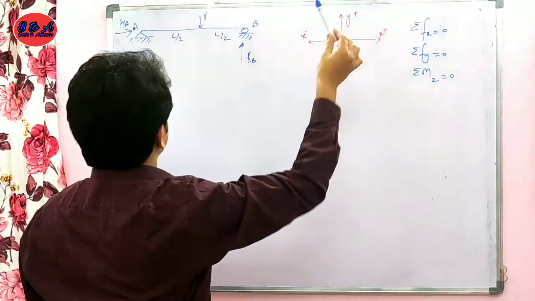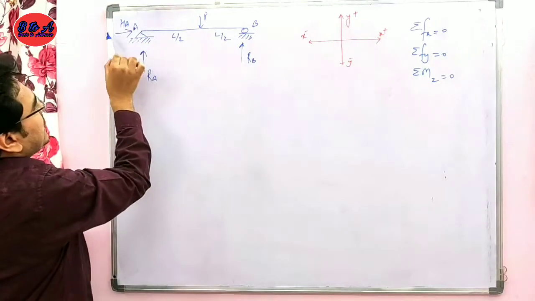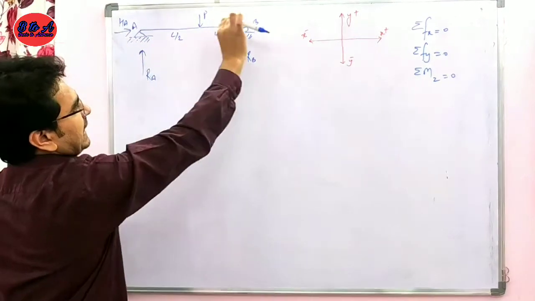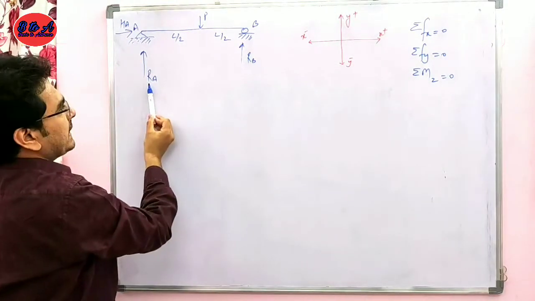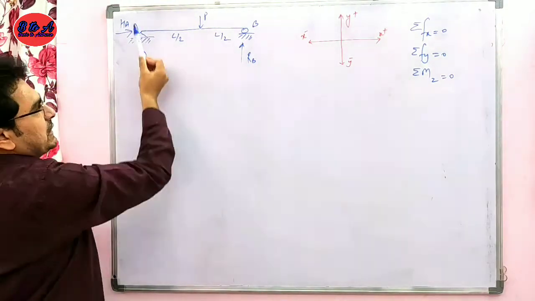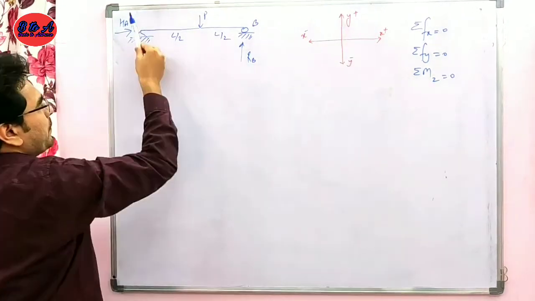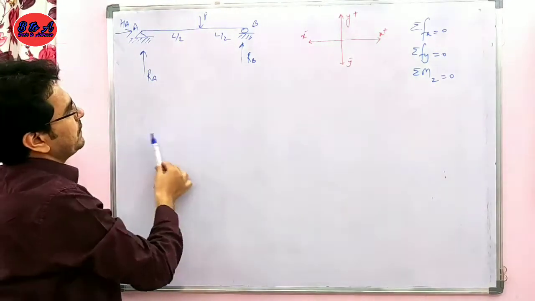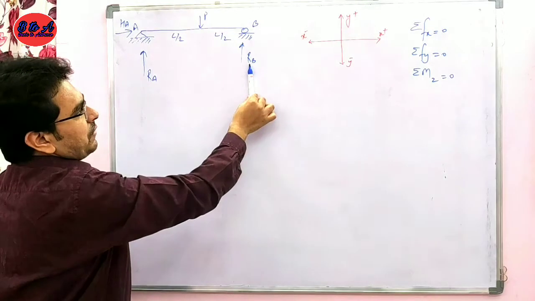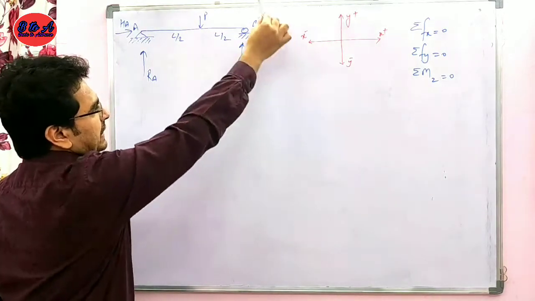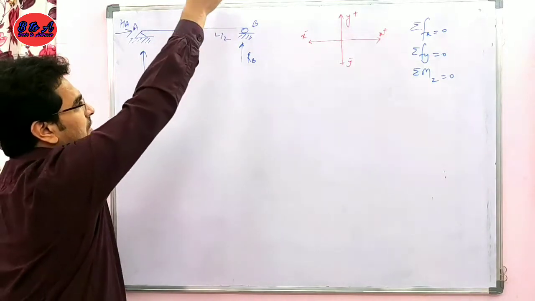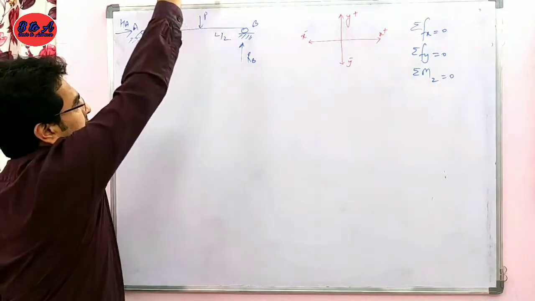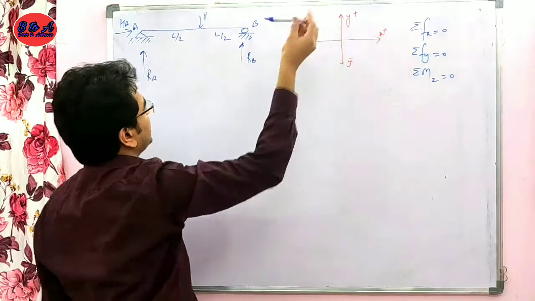Now let's understand this. This HA is acting in the positive x direction, then I will take it as a positive. This RA is acting in the positive y direction, that is the upward, so I will take it as a positive. This RB is also acting in the positive y direction, so I will take it as a positive. This P is acting in the negative y direction, that is in the downward direction, so I will take it as a negative.